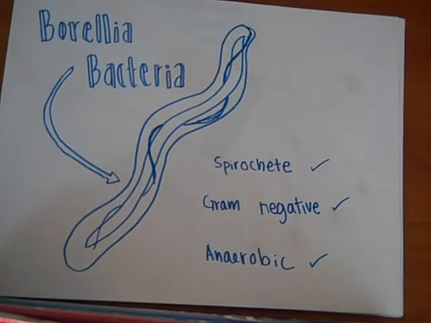Now let's take a look at the specifics of this bacteria. There are 3 bacteria that cause different strains of Lyme disease. They're all types of Borrelia bacteria. This type of bacteria is spiral-shaped and called a spirochete. This bacteria has internal flagella and is gram-negative, meaning it turns bluish when dyed by a special process. Additionally, this bacteria is anaerobic, meaning it does not require oxygen.